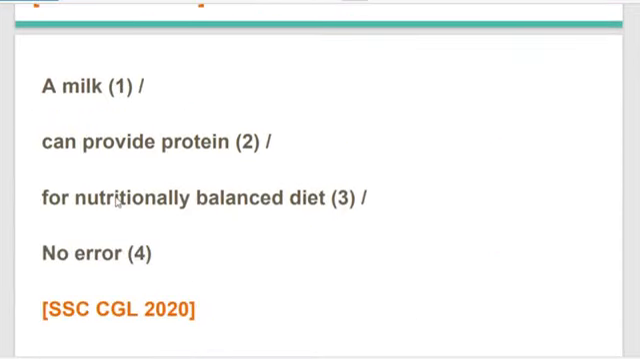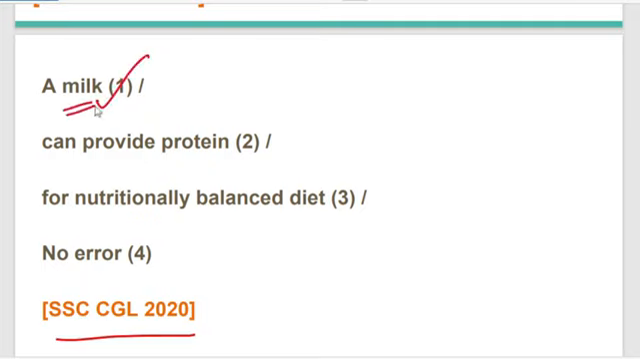"A milk can provide protein for nutritionally balanced diet." This question has come in SSC CGL 2020. This is a question of 2020 CGL. Now this is a very easy question, and we can clearly see that the error is lying in part 1.